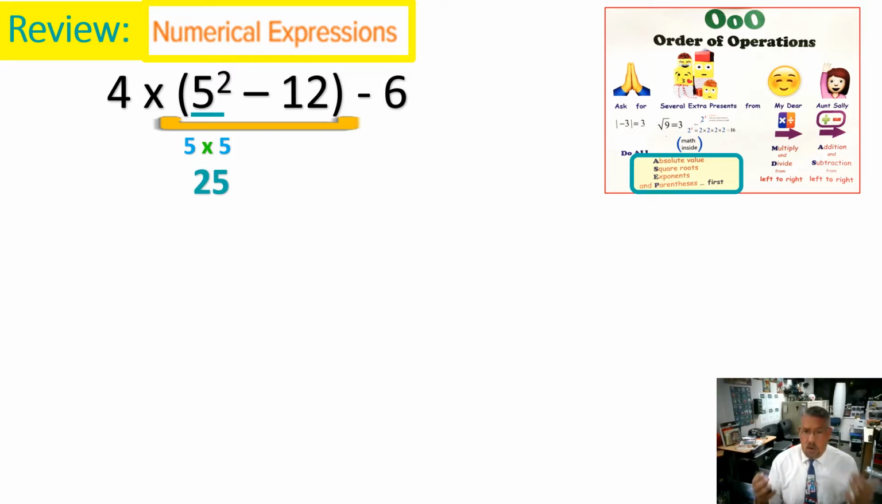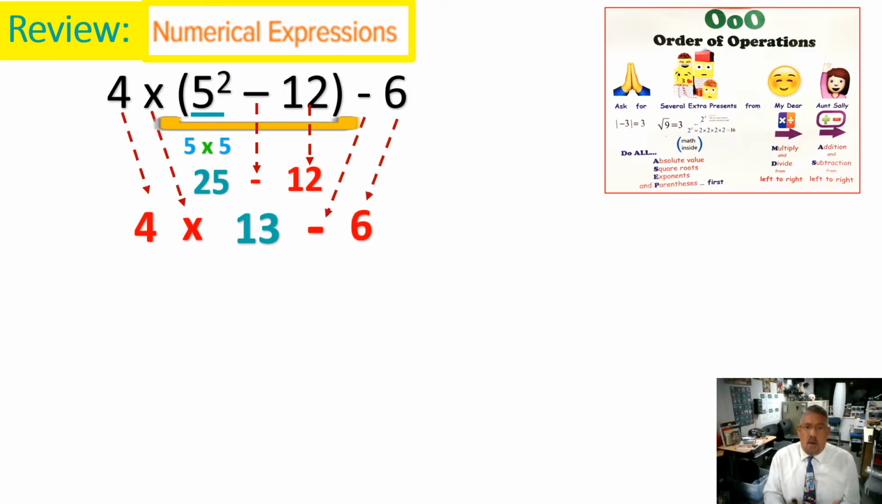So now I'm going to solve for inside the parentheses, because that's 25 minus 12. And 25 minus 12 inside the parentheses would be 13. Now I'm going to bring everything else down. So I have 4 times 13 minus 6.